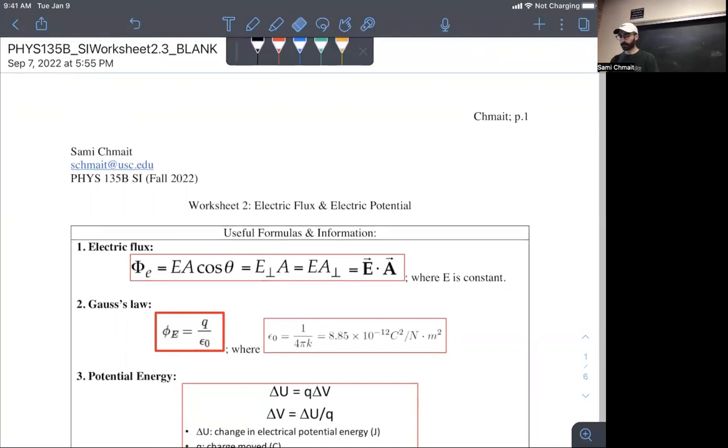I just want to dive into this worksheet because there are 5 problems, a little longer than normal, and there's a lot of explaining that needs to be had. So first, let's talk about electric flux, and this is related to Gauss's law. We've talked about that before. We had a lecture about it.